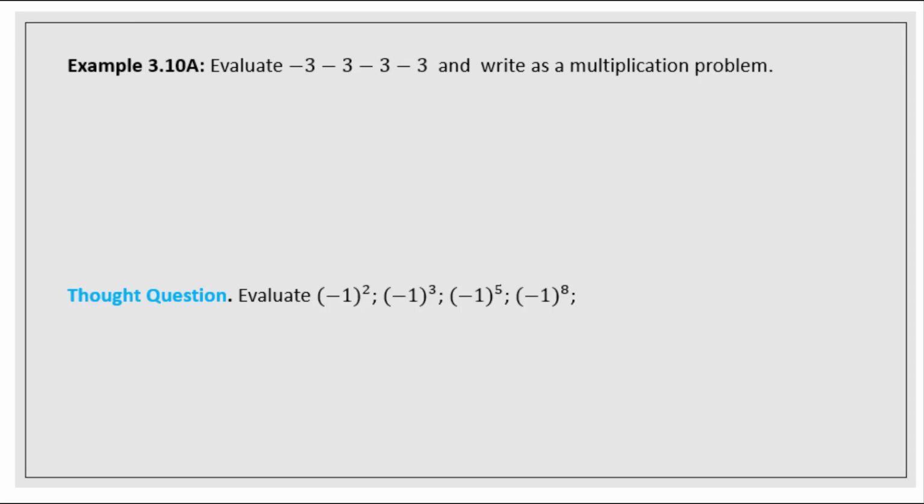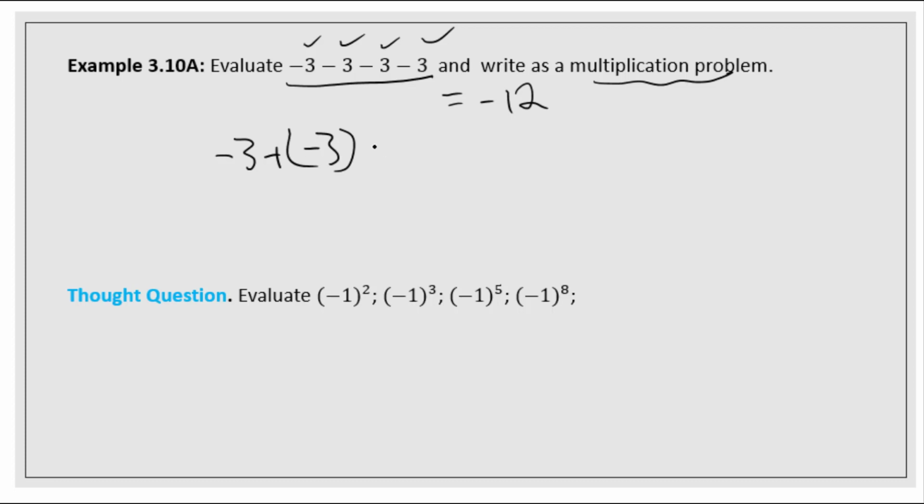So we're going to evaluate this expression here and write it as a multiplication problem. Now, hopefully you know now that, right, you lose $3, lose $3, lose $3, lose $3. That is going, the answer simplified is a negative 12. This is actually the same as a negative 3 plus a negative 3 plus a negative 3 plus a negative 3. That's the same as this, right? Which is a negative 12.